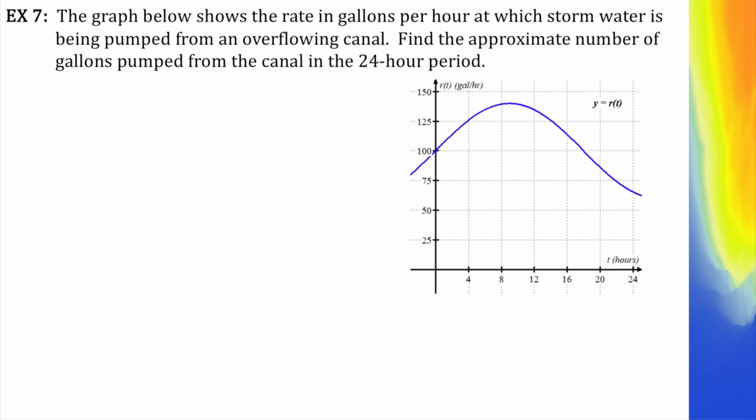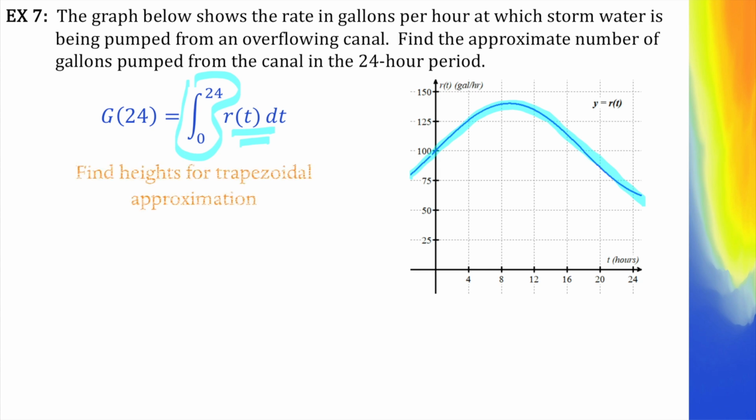All right, the graph below shows the rate in gallons per hour at which stormwater is being pumped from an overflowing canal. Find the approximate number of gallons pumped from the canal in a 24-hour period. Well, first, let's write this in calculus terms. We're looking for the area under the curve from 0 to 24 hours. Since we don't have any kind of equation to plug in for R of t, we have to approximate. And once again, let's approximate using a trapezoidal sum.